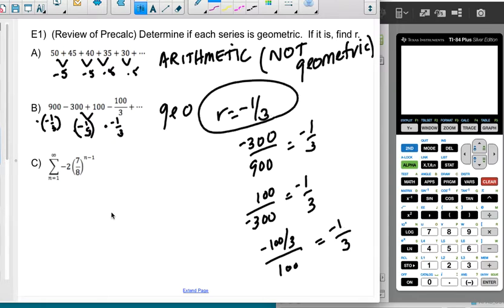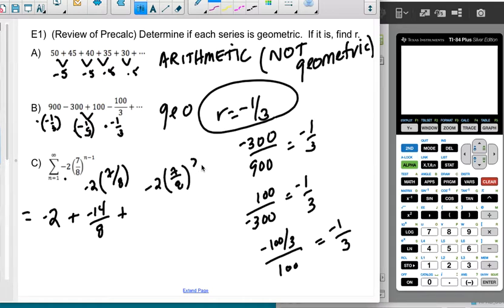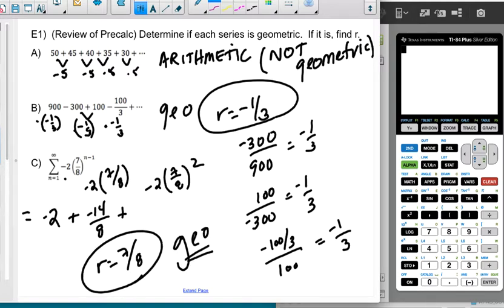This one is also geometric, and you can see that just by the setup. What I'm multiplying by every time is a 7 over 8. If you wrote some of these terms out, when you plug in n as 1, you get a negative 2, because this would be a negative 2 times this thing to the 0. When you plug in n as 2, you get a negative 2 times a 7/8. So that's a negative 14/8, or you could write that just as a negative 2 times a 7/8. When you plug in n as 3, you'd get a negative 2 times a 7/8 quantity squared. So what you're multiplying by every time is a 7/8. That is geometric.